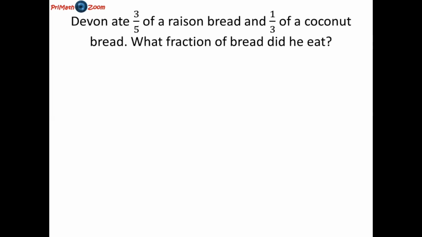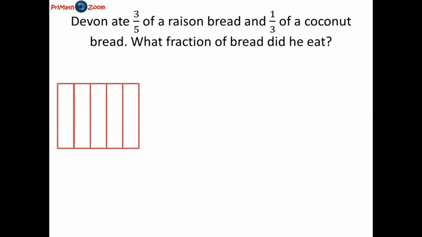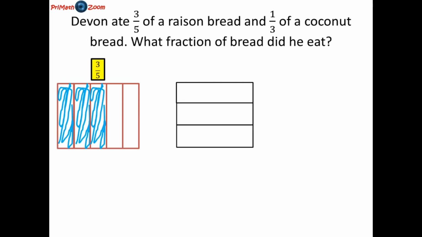So Devon ate 3/5 of a raisin bread. Right there, we have a bread and it's divided into fifths. So let's see 3/5 of it. Here, this bread is 3/5, and 1/3 of a coconut bread. So this other one is separated into 3 equal parts, and we have shaded one part to show 1 out of 3 parts is being considered.